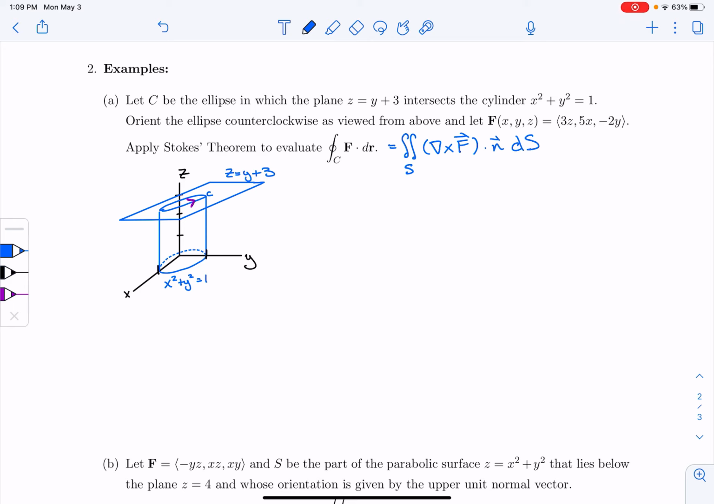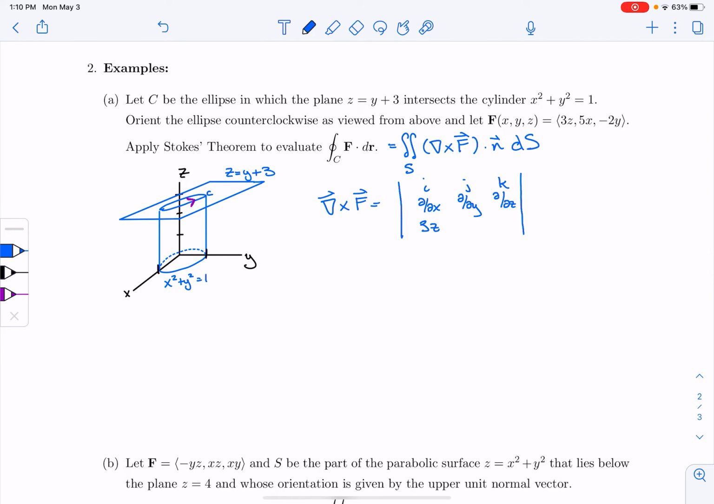So the first thing I need to do is compute the curl. The curl of F is the cross product of the del operator, d/dx, d/dy, d/dz, and F, which in this case is 3z, 5x, minus 2y.